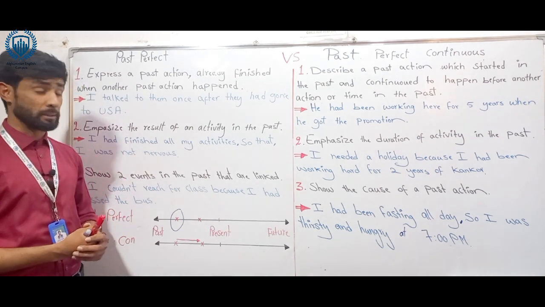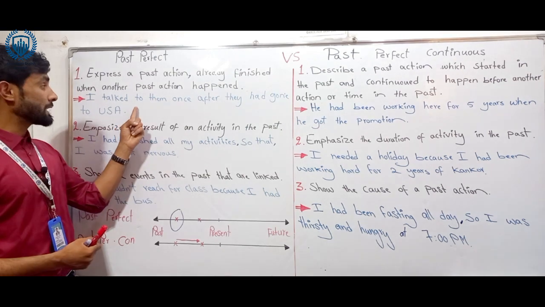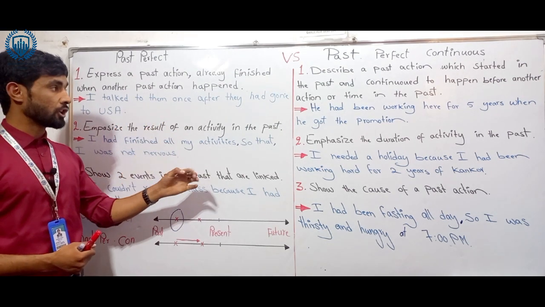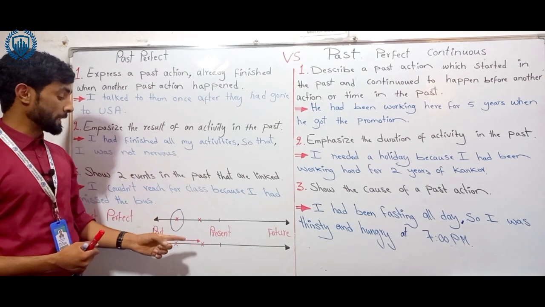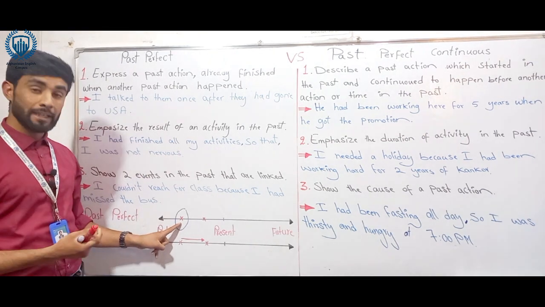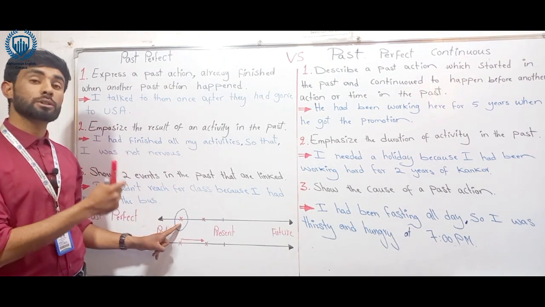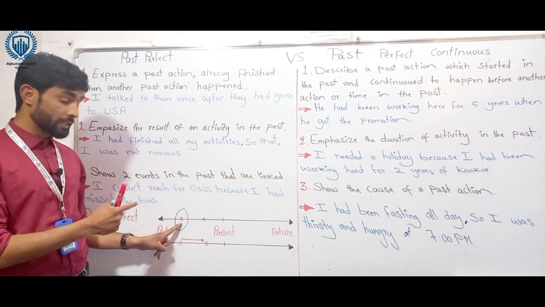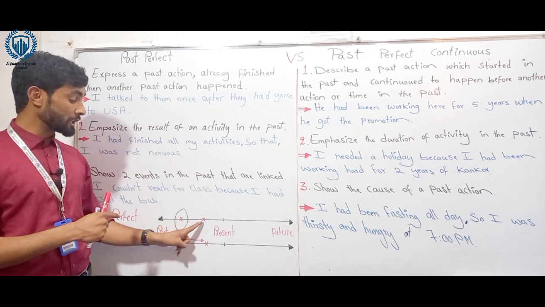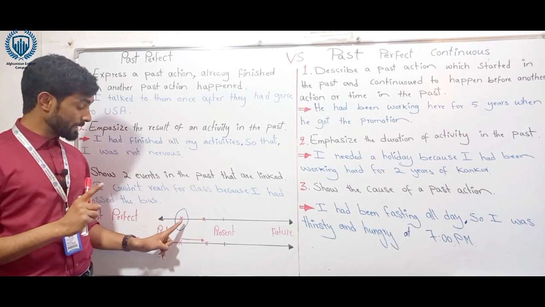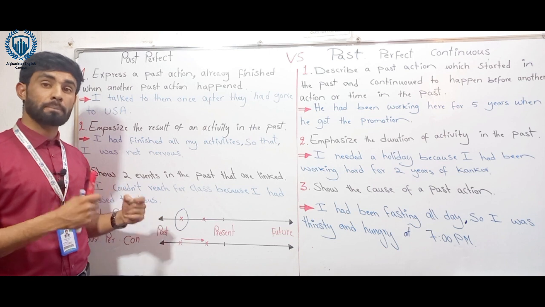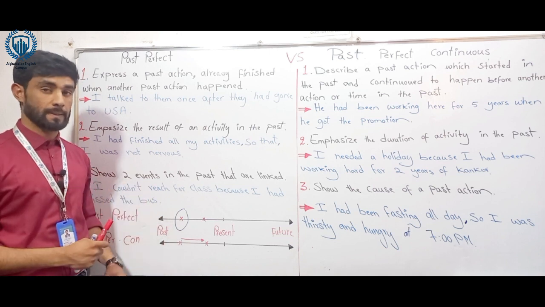Look at these two examples. The first example: I talked to them once after they had gone to USA. At a point in the past, they had gone to USA. After they had gone to USA, I talked to them once. They had gone to USA. It's a past perfect tense.